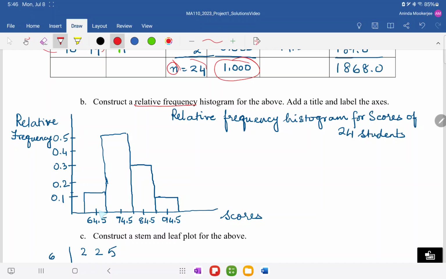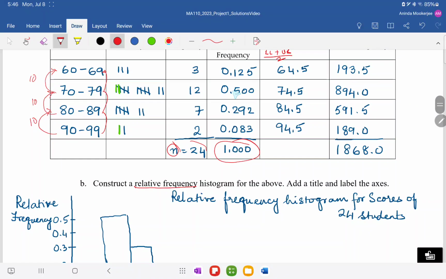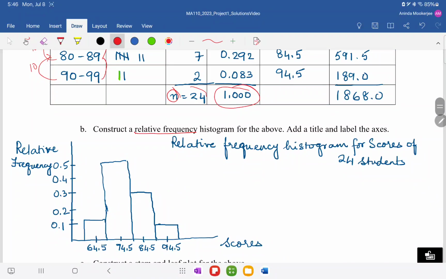So I just use the midpoint, the class mark values. But if you write 60 to 69, 70 to 79, if that's how you scale and label the x-axis, that's fine. You still deserve full points for that. And then the relative frequency, the highest relative frequency is 0.5. That's why I scaled the y-axis up to 0.5.